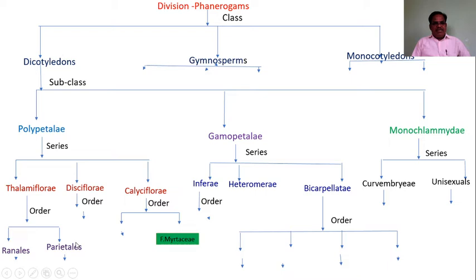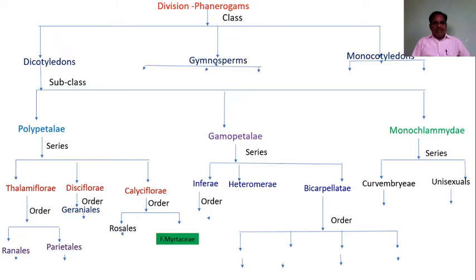Then Parietales: the name itself indicates that parietal type of placentation is there. Placenta arises at the peripheral side. Then Disciflorae is there. Geraniales. Geraniales means what? This order has characters like the legume type of fruit is there.